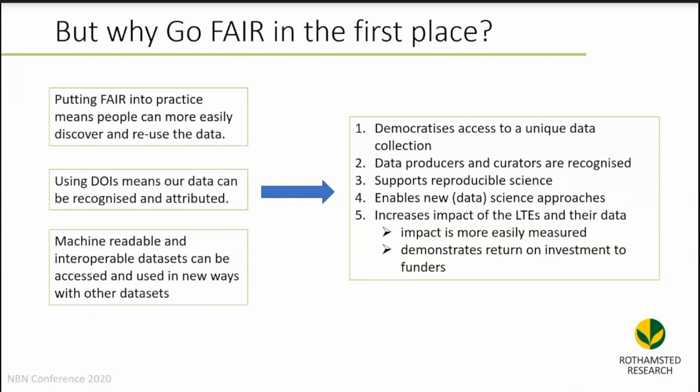So adopting FAIR really democratises access to a unique collection of data. It means that the producers and curators of that data can be recognised, and it supports things like reproducible science and can enable new data science approaches on that data. But perhaps most importantly for us, it increases the impact of the experiments and their data, and it means that this data can be more easily measured, and it also demonstrates that crucial return on investment to funders, so they can see how the data is having an impact.